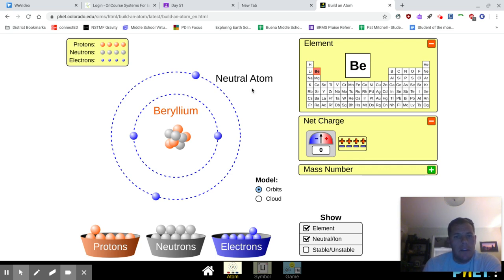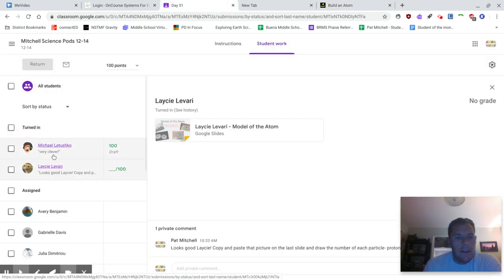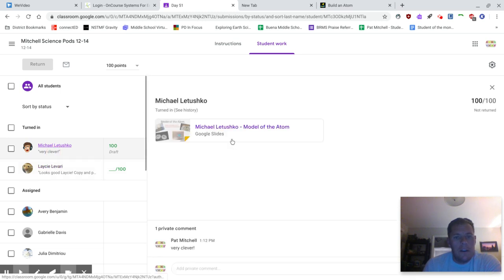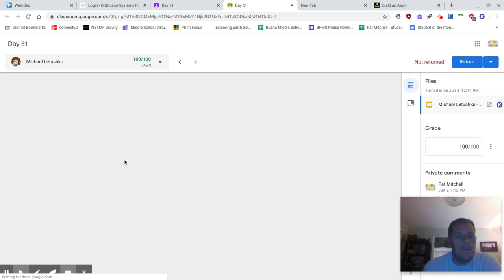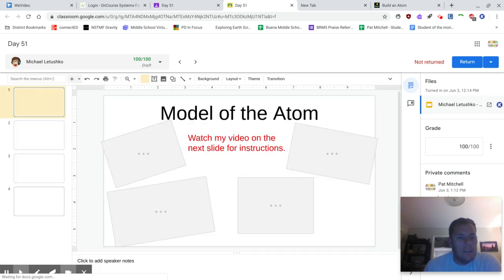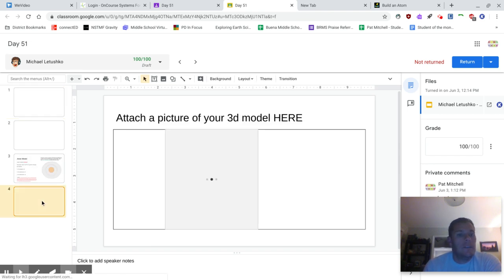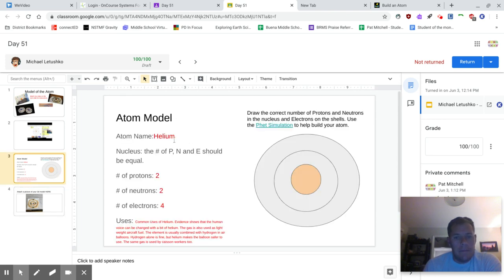So just to kind of show you what some students did today that I thought were good, I'm going to pull up, say, Michael Latushka's. He did a good job with his model. He decided to build the atom. Let me just double check here what he did. I'll show it to you. All right, he did the atom helium because helium has 2 protons, 2 neutrons, and he has 4 electrons here.